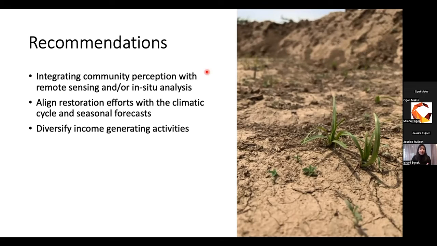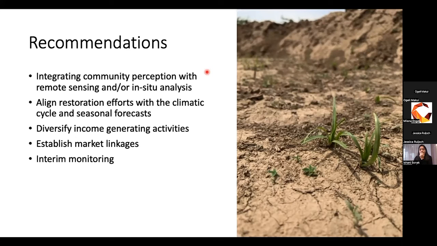And also, if you are diversifying or not even diversifying, it's important to establish market linkages. For example, if there is a grass seed bank and women are harvesting grass seeds, it's important that they know where to sell it and how much to sell it for. So this kind of capacity building can help the project or help the local communities even more.